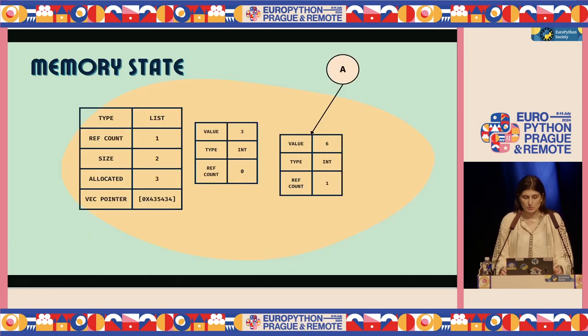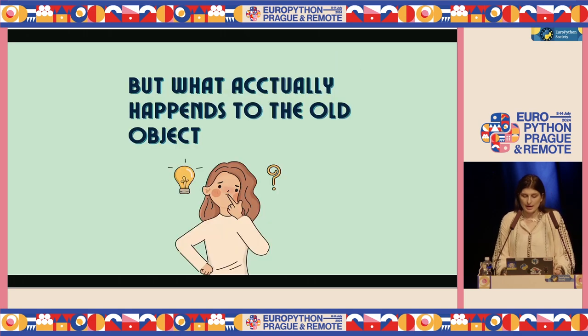So in this case, we can have the memory state as follows. We can see reference count 0 for the obsolete int object. We still have a new int object, which is good for us. And what is next? We have our old list. After some execution, we don't need it, so what can we actually do with it? And what actually happens to all of these objects?